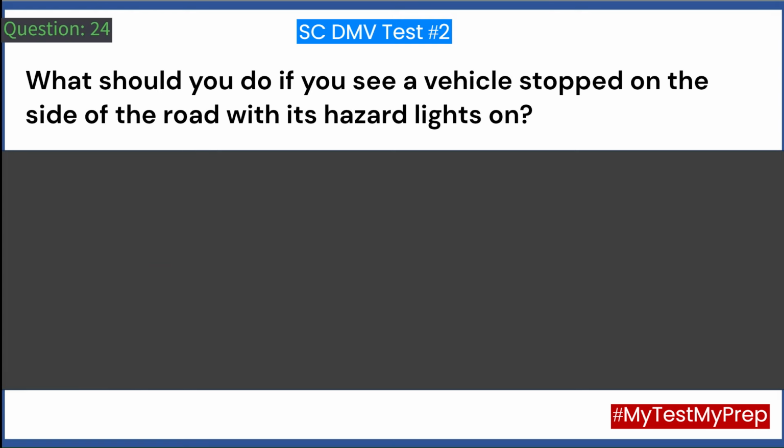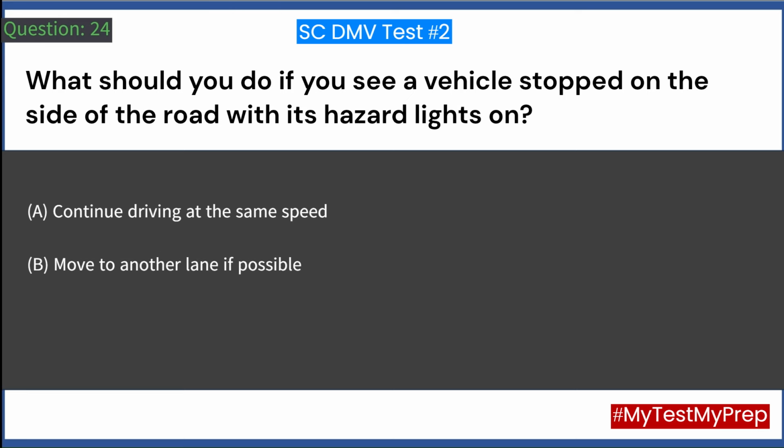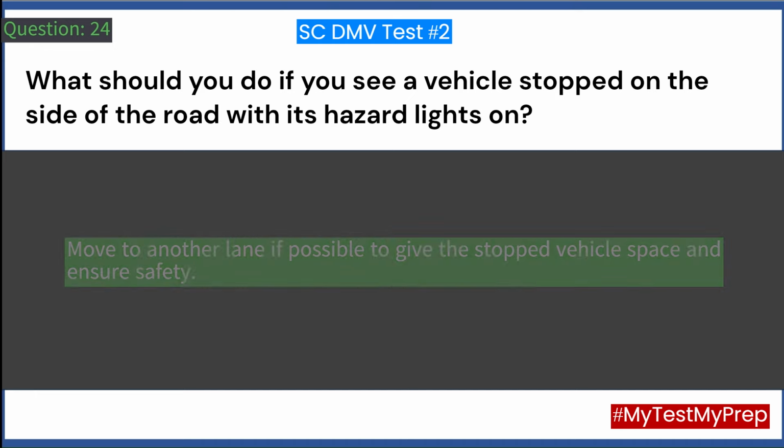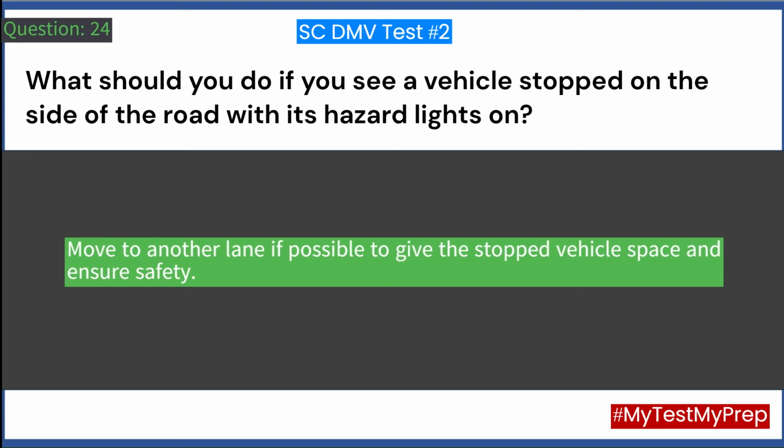What should you do if you see a vehicle stopped on the side of the road with its hazard lights on? A. Continue driving at the same speed. B. Move to another lane if possible. C. Stop and offer assistance. Answer, B. Move to another lane if possible to give the stopped vehicle space and ensure safety.